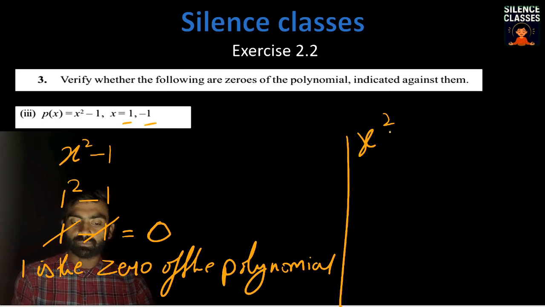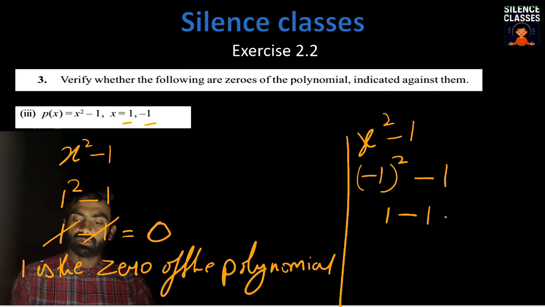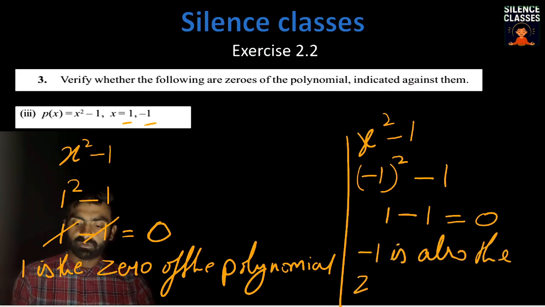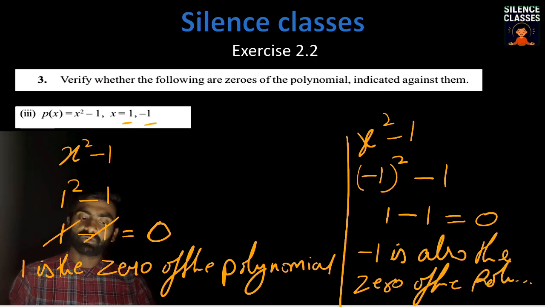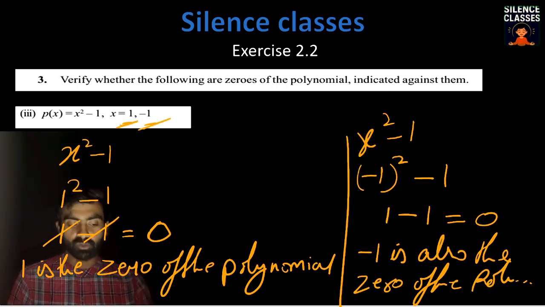Now x square minus 1, in place of x we have to put minus 1. Minus 1 whole square minus 1, so it will become 1 minus 1, so it will become 0. Again minus 1 is also a zero of the polynomial. So x equals 1 and x equals minus 1 both are the zeros of the given polynomial.